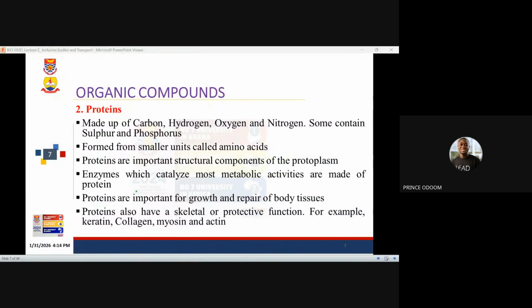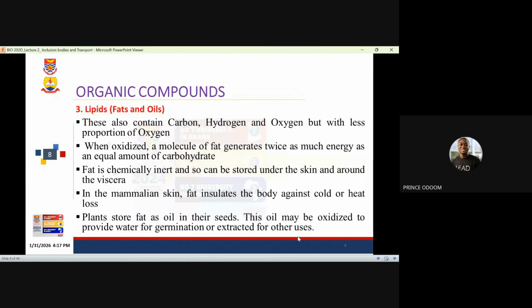Proteins also have a skeletal or protective function, for example keratin, collagen, myosin, and actin. I'm sure we'll look at this in detail next week, in our lecture on muscle tissue, and then we'll look at the skeletal tissues as well, and the role these protein compounds play in the skeletal system. So protein is very, very important. Those of us who eat diets without protein should know that protein has a lot of functions, so we should normalize adding proteins to our diet.